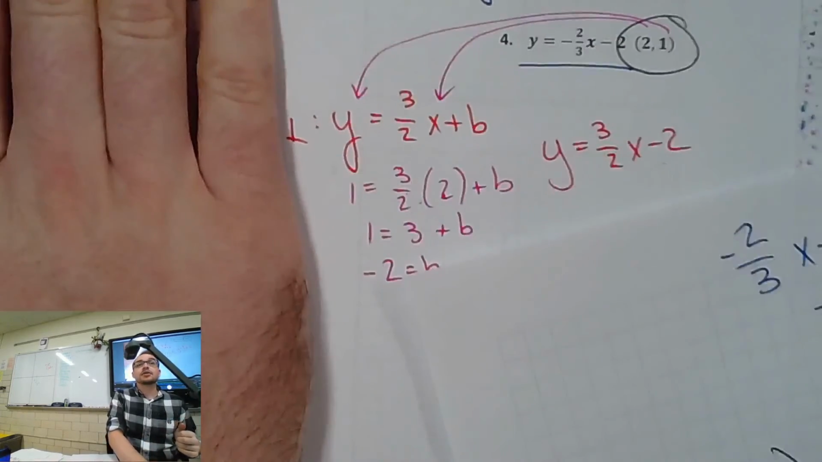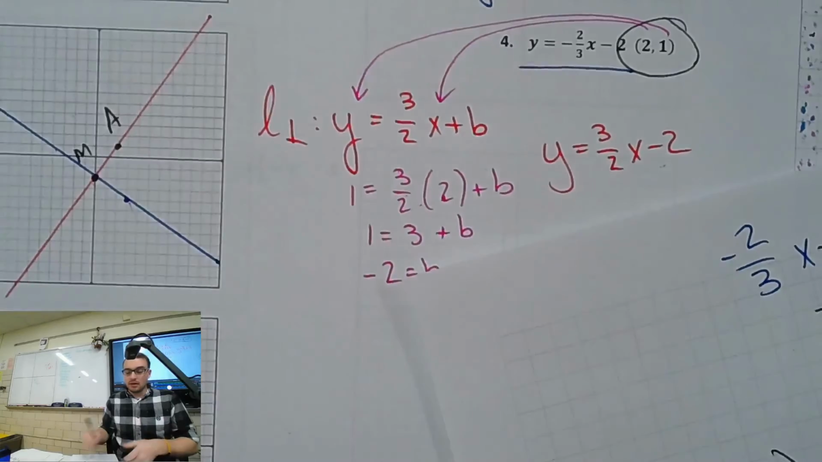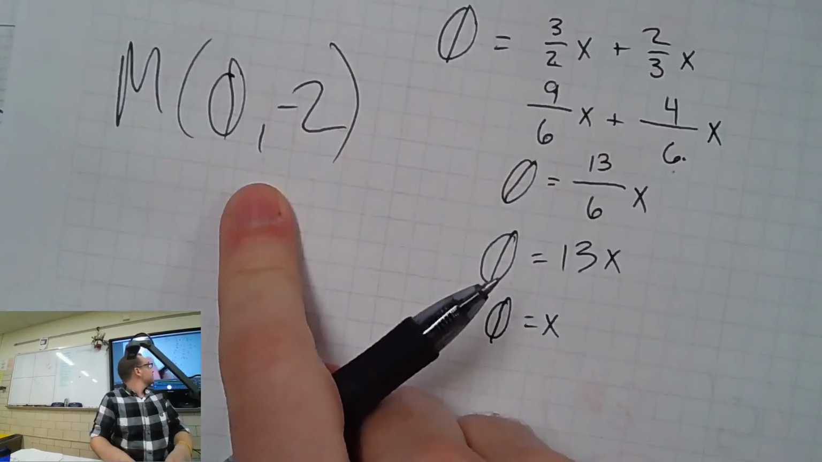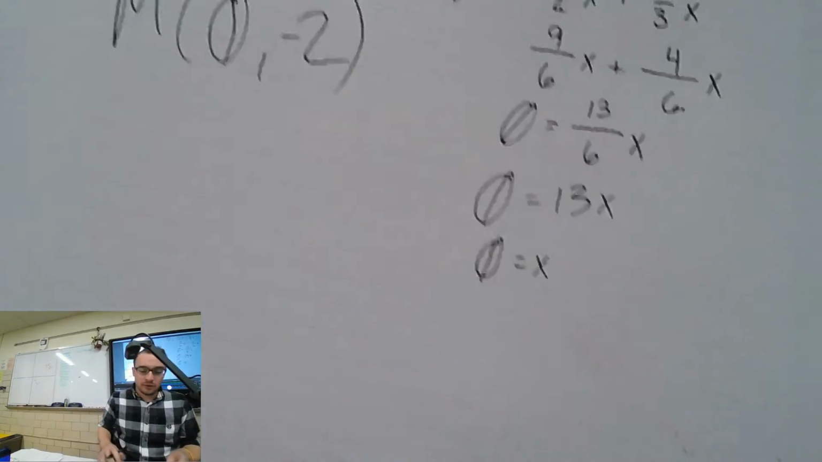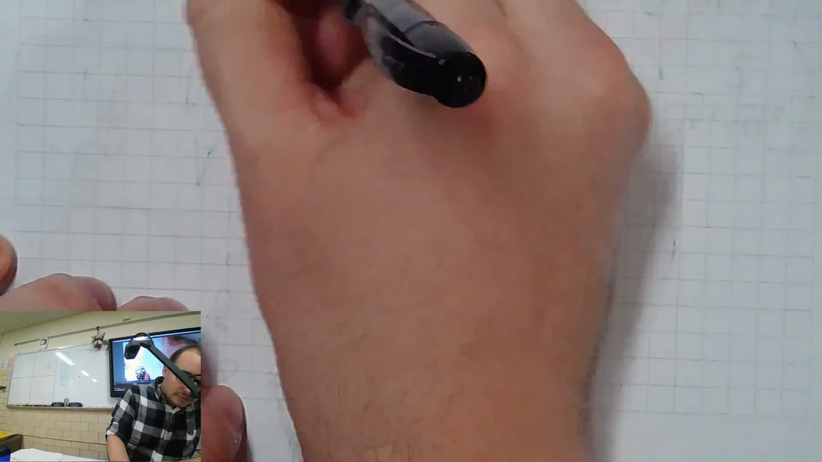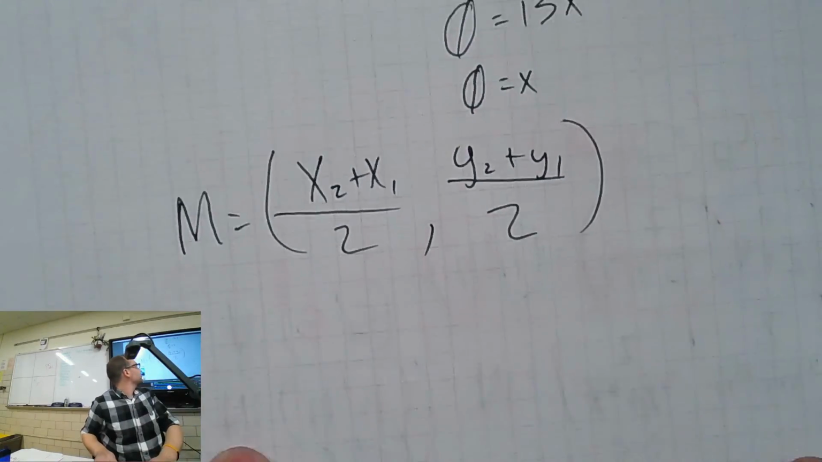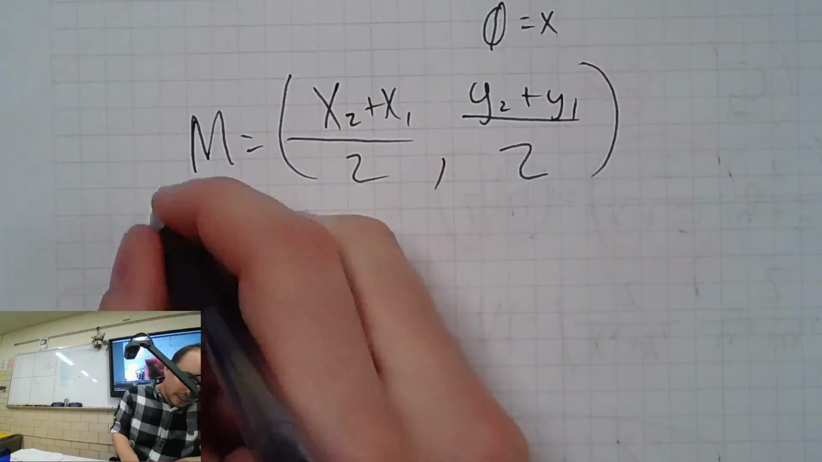Now, why did we do all that? Because eventually we're not going to have the graph to go off of. And you can't always trust it. So this is my midpoint. What's the midpoint formula? Exactly. When we average, do we add or subtract? We add them up. So this is the formula. So our midpoint is 0, negative 2.